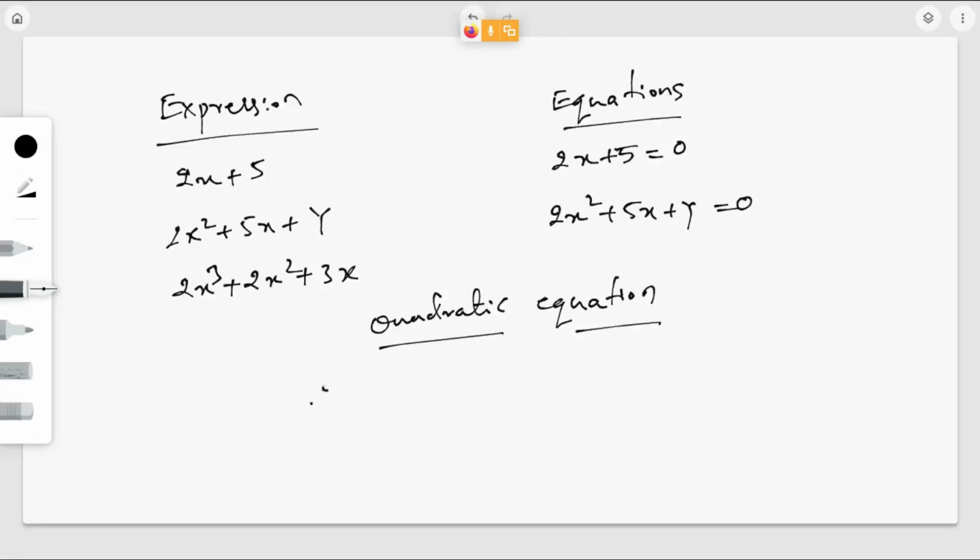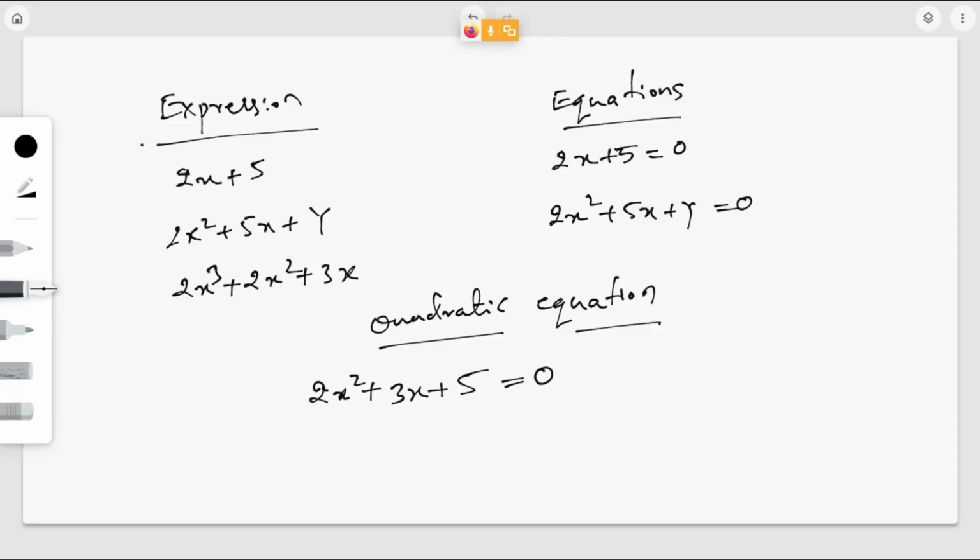Okay, example is 2x square plus 3x plus 5. So this is a quadratic expression, yes or no? 2x square plus 3x plus 5 is a quadratic expression, or you can call this one a quadratic polynomial. So when you equate this to 0, you will get a quadratic equation. Fine.